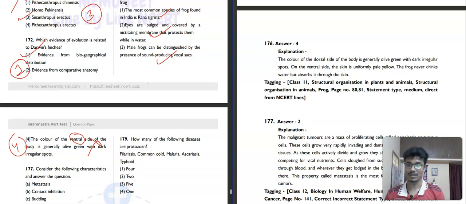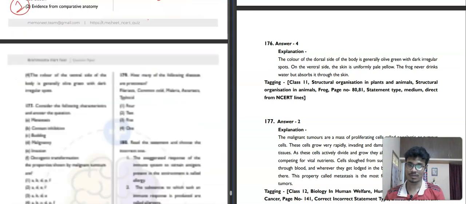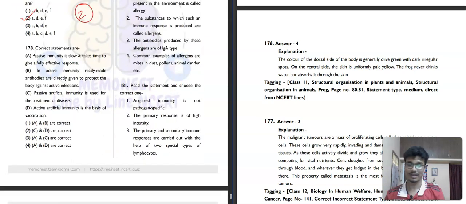Then question number 177. Consider the following characteristics and answer the question: metastasis, contact inhibition, budding, malignancy, invasion, oncogenic transformation. The properties shown by malignant tumors are metastasis and malignancy, they lack contact inhibition, and they also show invasion. Metastasis means oncogenic transformation. Second option, the correct answer. Then moving to the next question, question number 178.